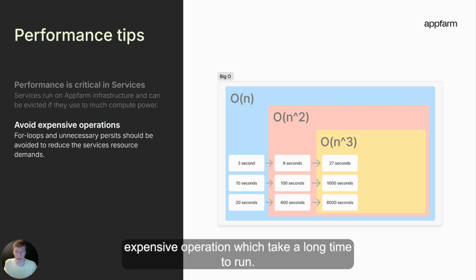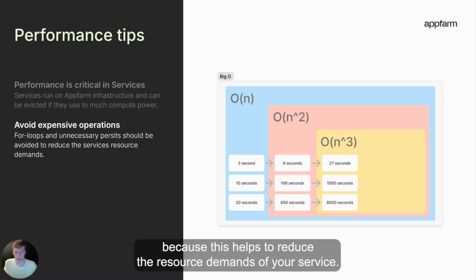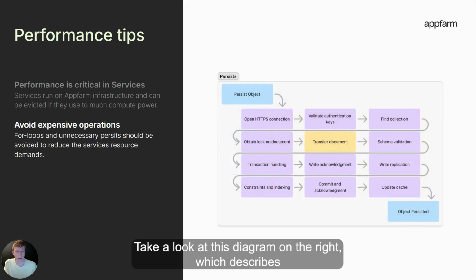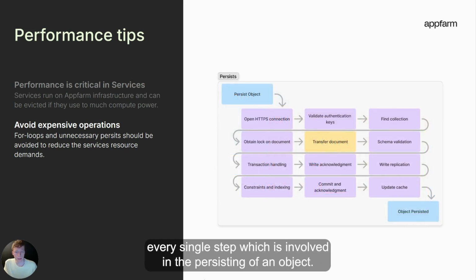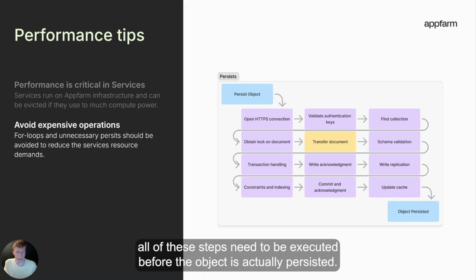Avoid expensive operations which take a long time to run. Unnecessary for loops and unnecessary persists should be avoided unless they need to be done, because this helps to reduce the resource demands of your service. Take a look at this diagram on the right, which describes every single step which is involved in the persisting of an object. Even though you're only using one action node, you can see that all of these steps need to be executed before the object is actually persisted.